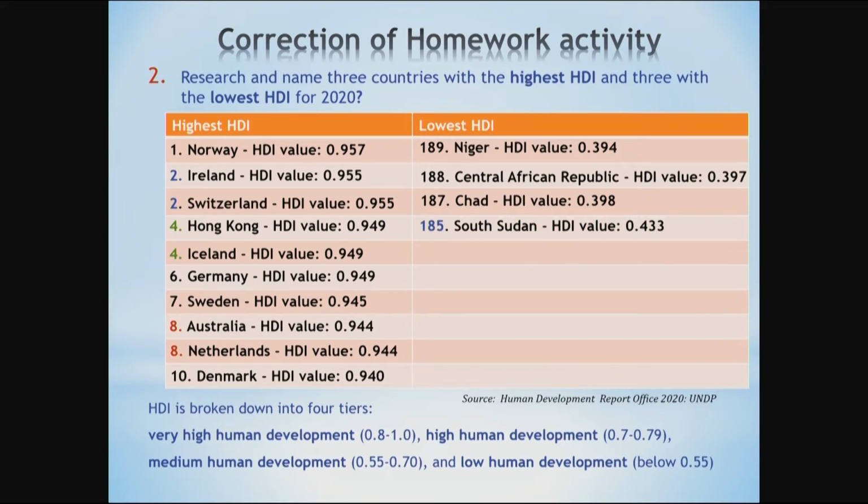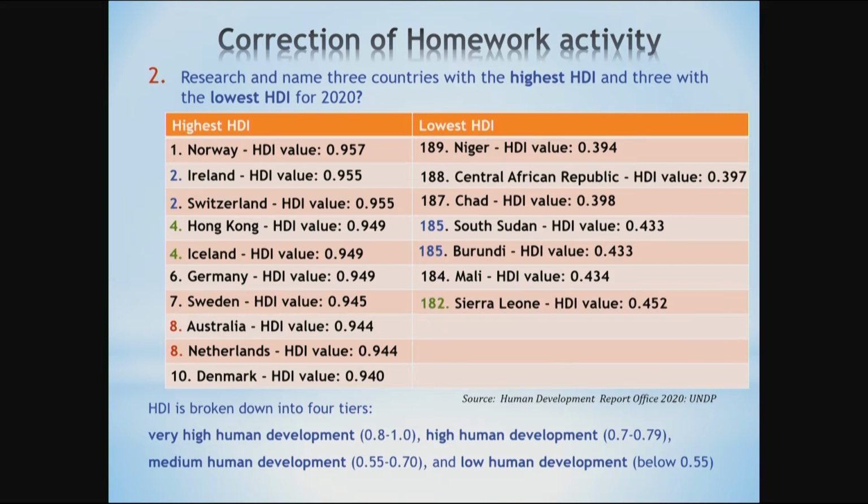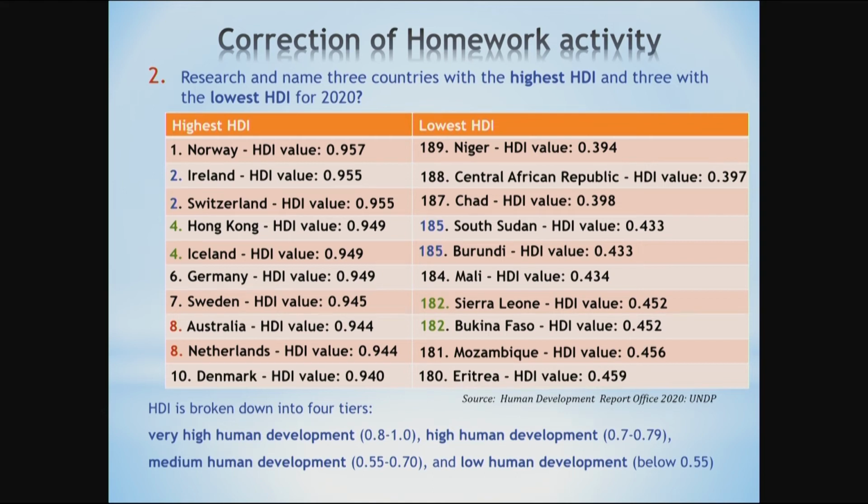Then South Sudan. South Sudan and Burundi share the same rank, 185th. Mali at 184th. Sierra Leone and Burkina Faso both at 182nd place. Mozambique, and then also if you mention Eritrea, you have scored correctly. Okay?